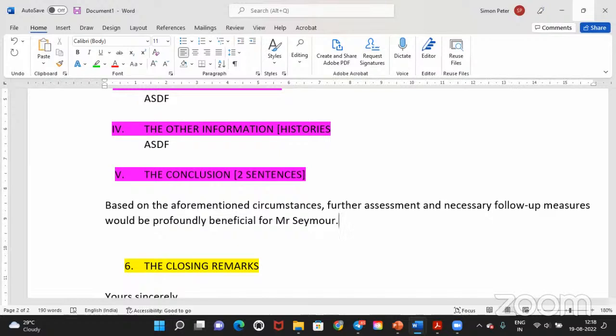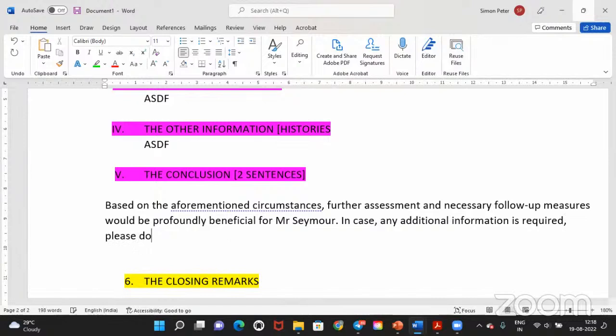In case any additional information is required, please do not hesitate to contact me. Full stop. These sentences will be standard. These are the normal sentences. Same things you write in the conclusion every time. Write this one in a separate paragraph and the above one in a separate paragraph. Always write in this style. That is always better. So this is the conclusion. So conclusion cleared.